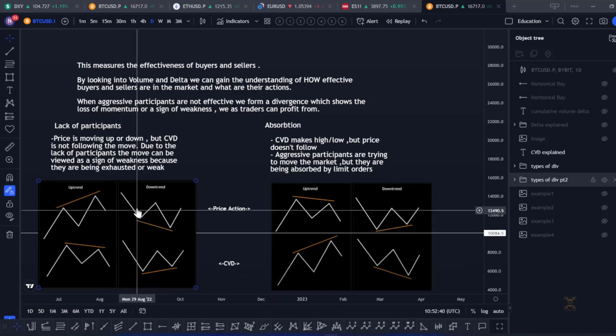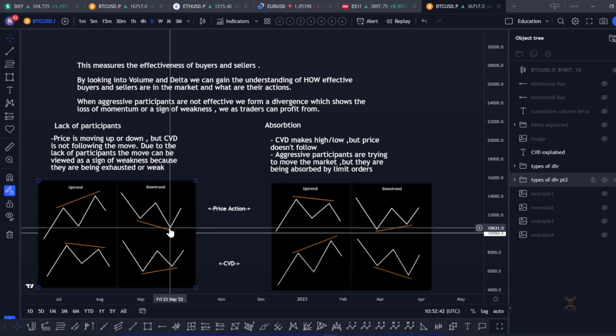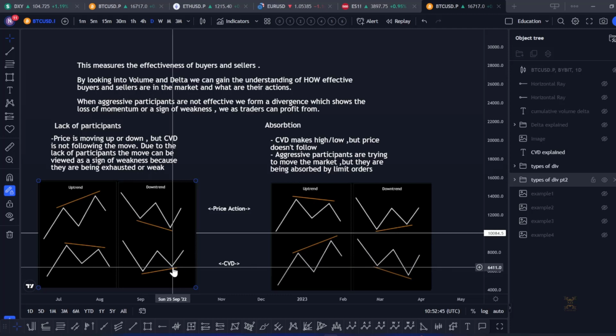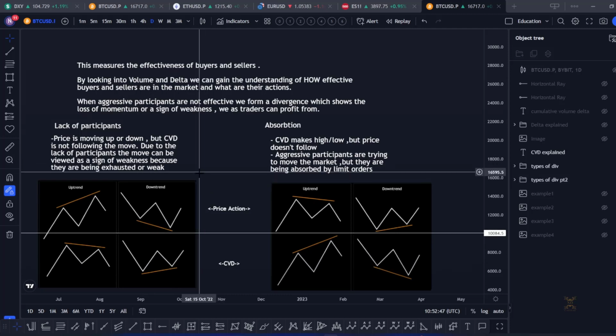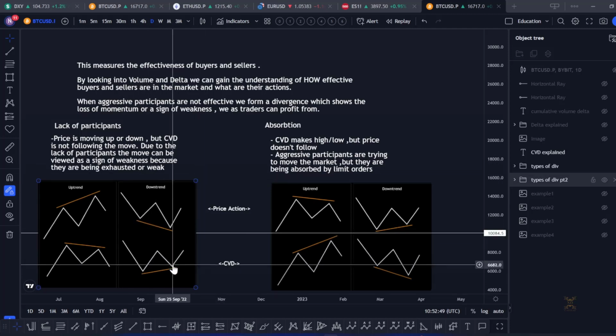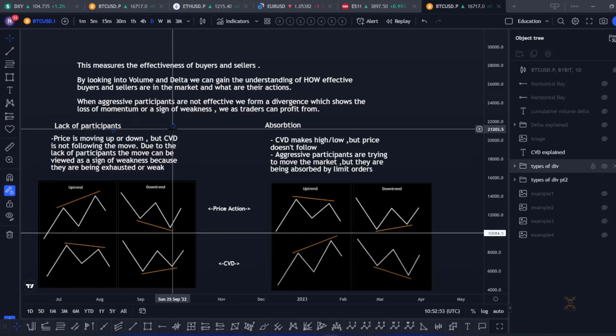Same thing as if price is making a lower low, but CVD is making a higher low. This is showing you that there is no aggression towards price to move lower. So this is a reason price would actually start moving up, because there is lack of participants.